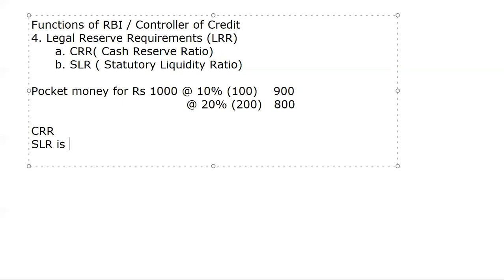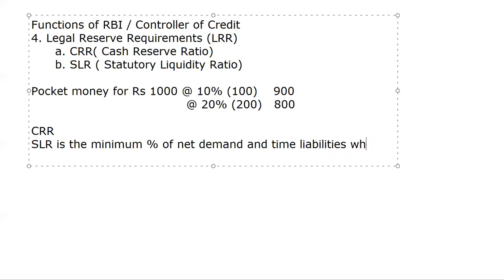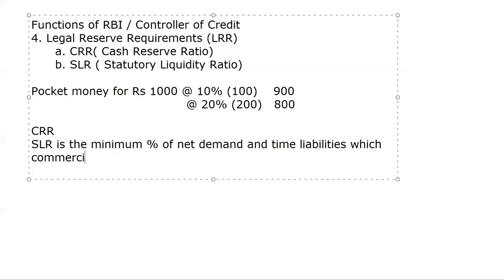SLR is the minimum percentage of net demand and time liabilities which commercial banks are required to maintain with themselves. Got it? How do the commercial banks maintain the SLR?